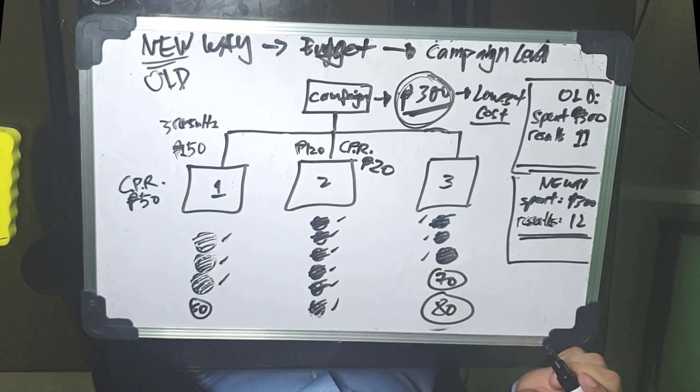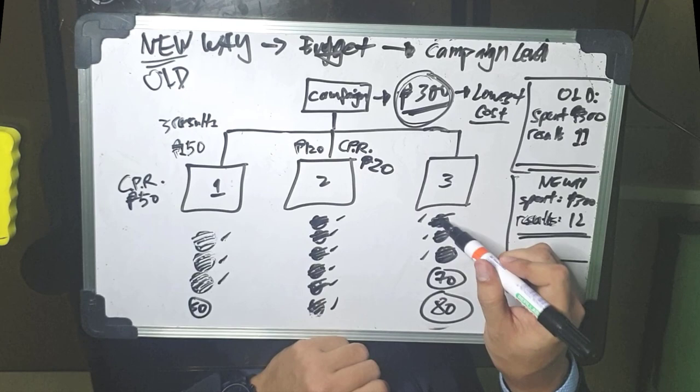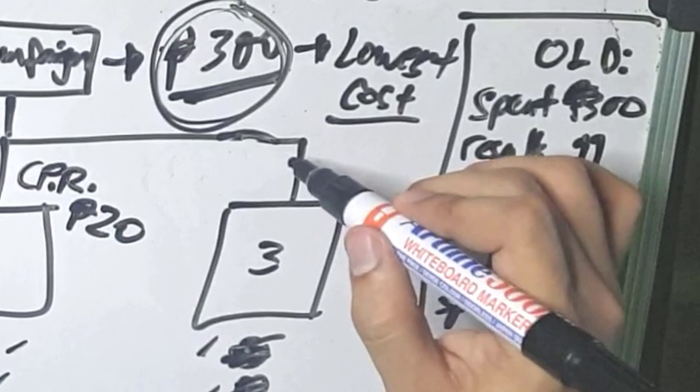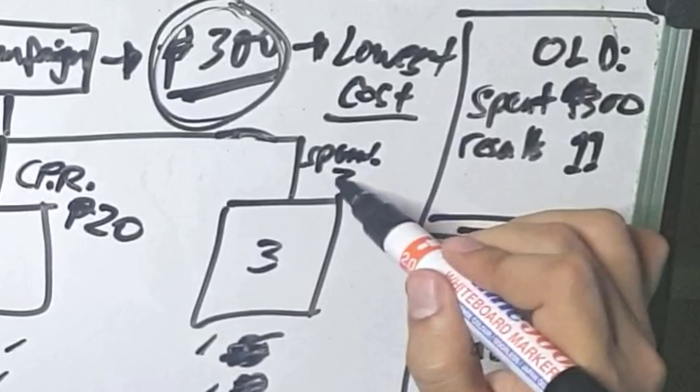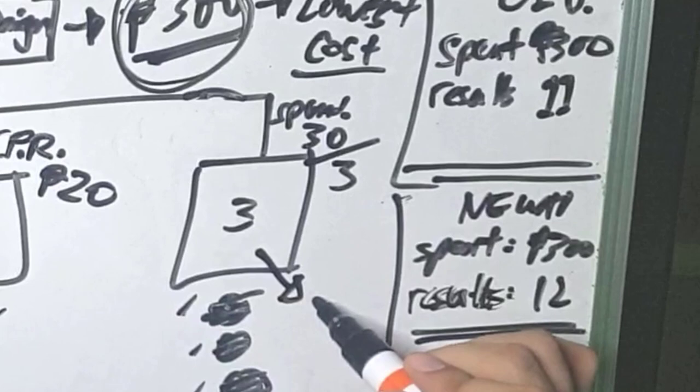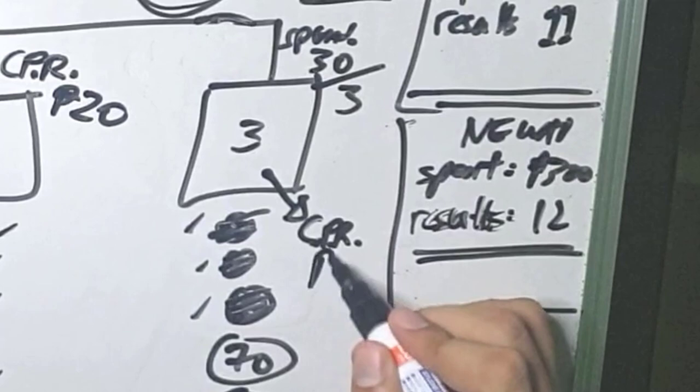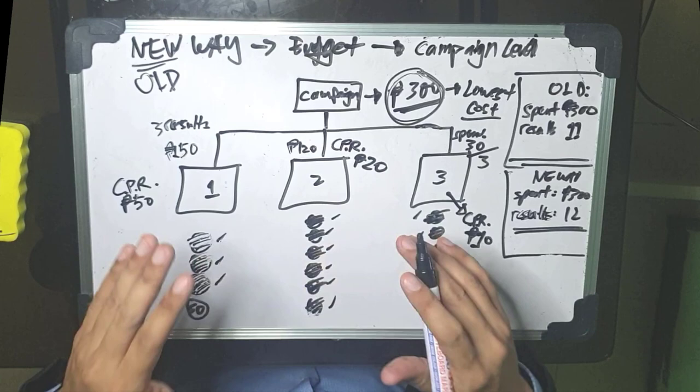Now, let's go to ad set number 3. Sa ad set number 3, we spent 30 pesos and get how much? 3 results. So, meaning, we spent 30 pesos with 3 results. So, 30 divided by 3. So, ang CPR or ang cost per result ng ad set number 3 is just 10 pesos. You will be able to see this also on your dashboard.